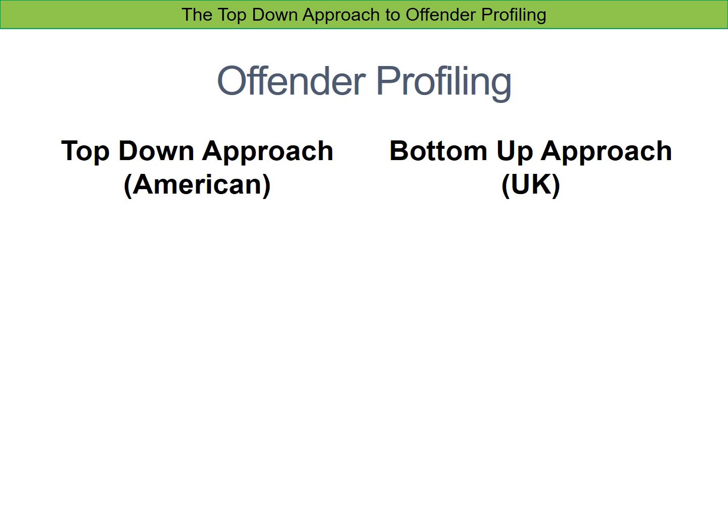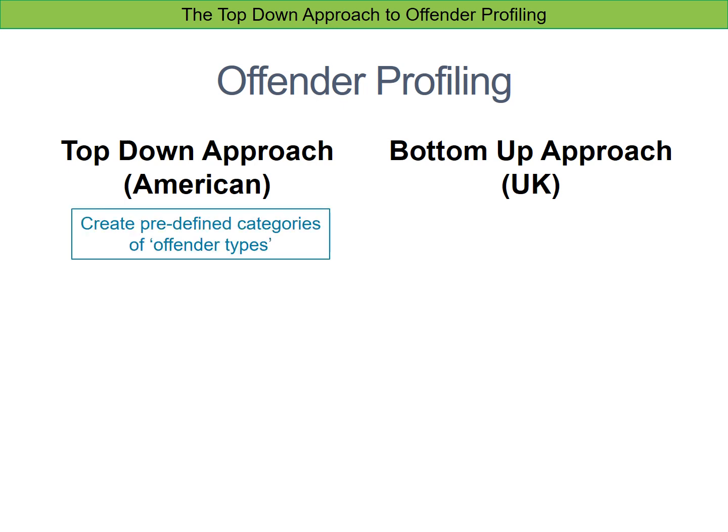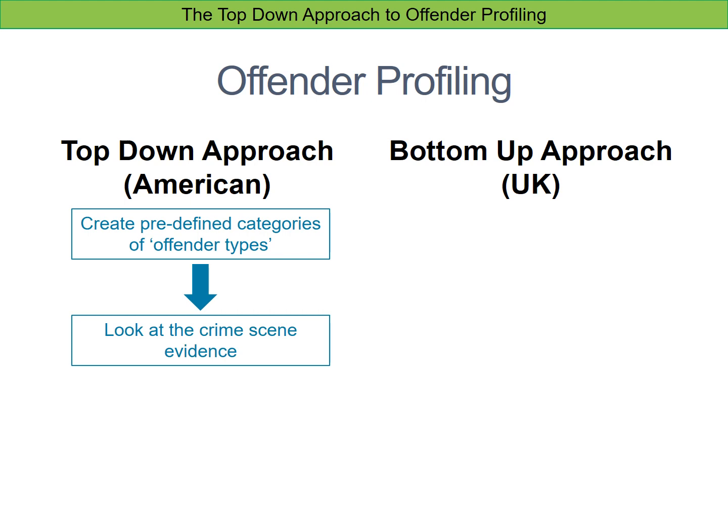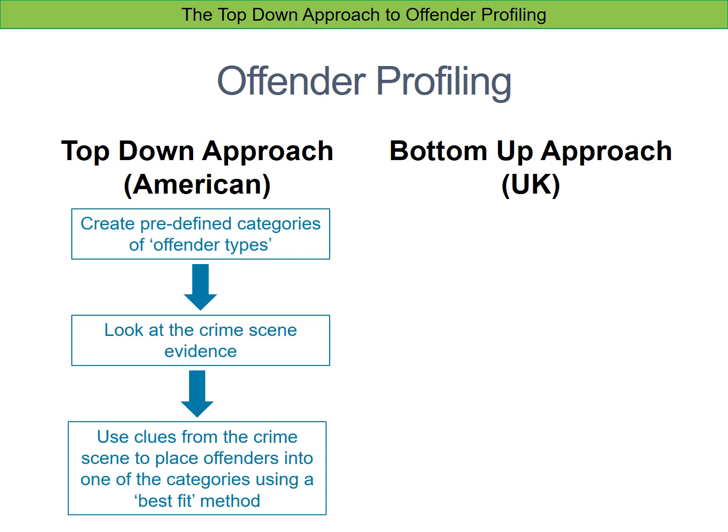So, the top-down approach to offender profiling involves taking predefined categories of different offender types, and there are two types which we'll come on to in a moment. The investigating officer will then look at the crime scene and the evidence that's available to them, and using clues from that crime scene, they'll place the offenders into one of the two categories using a best fit method. Now, this is a method which relies quite heavily on the intuition and the experience of the person doing the investigating.